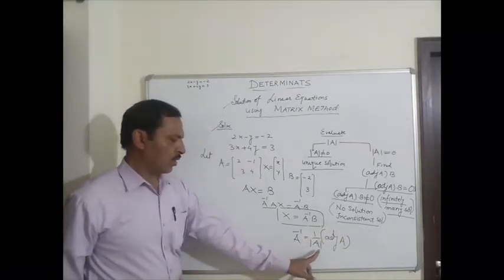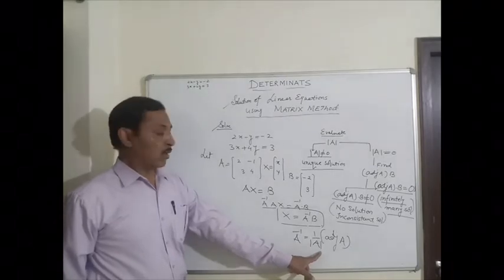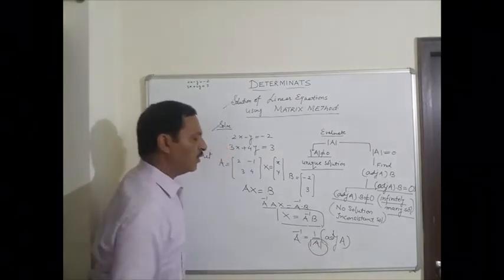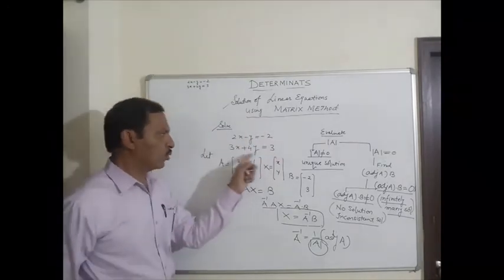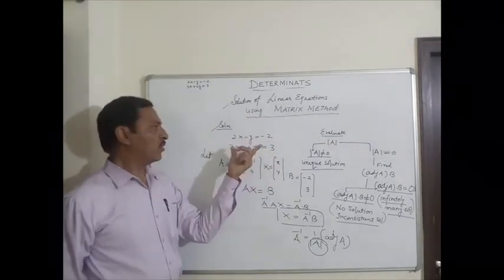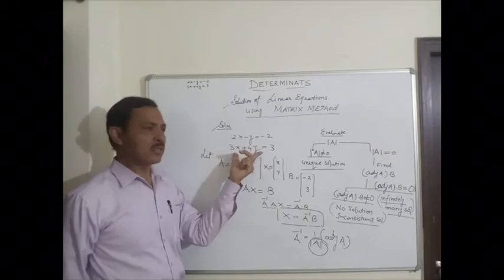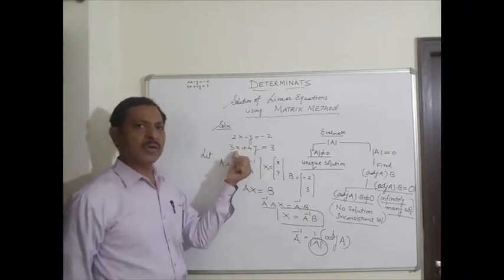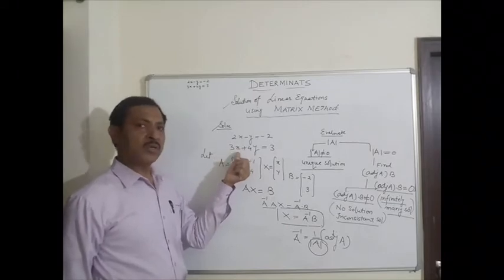So there we require the determinant of A. Now this particular determinant's value decides the nature of the solution. Which nature of solution have you done in your class 10th? A system of equations may have a unique solution, that is called a consistent solution.